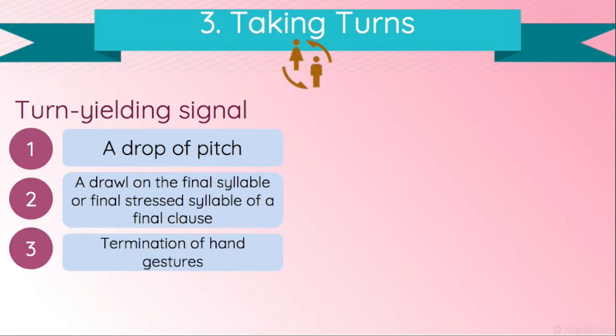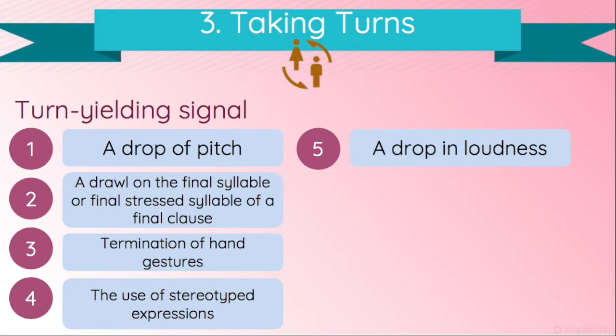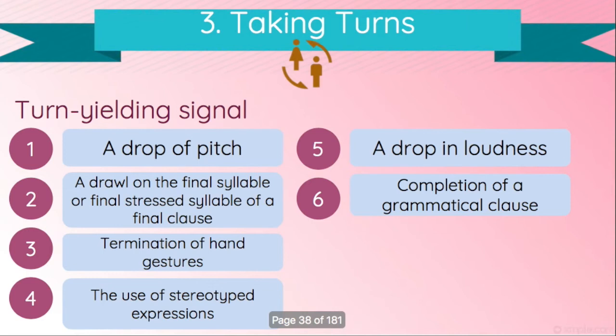Also, another turn-yielding signal would be the termination of hand gestures. This is especially important for people who use a lot of hand gestures. When you stop to bring them up, it means that you want to end the conversation. And also, you could use stereotyped expressions. So you could use "or something, but yeah." When you start using these, it means that you want to end your turn in the conversation. There could also be a drop in loudness, so your voice could also become a little softer. And essentially, it ends with the completion of a grammatical clause.